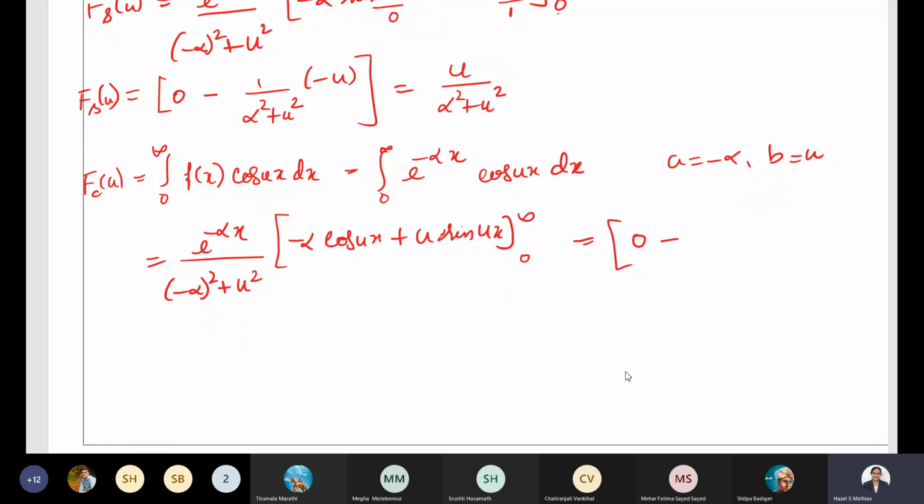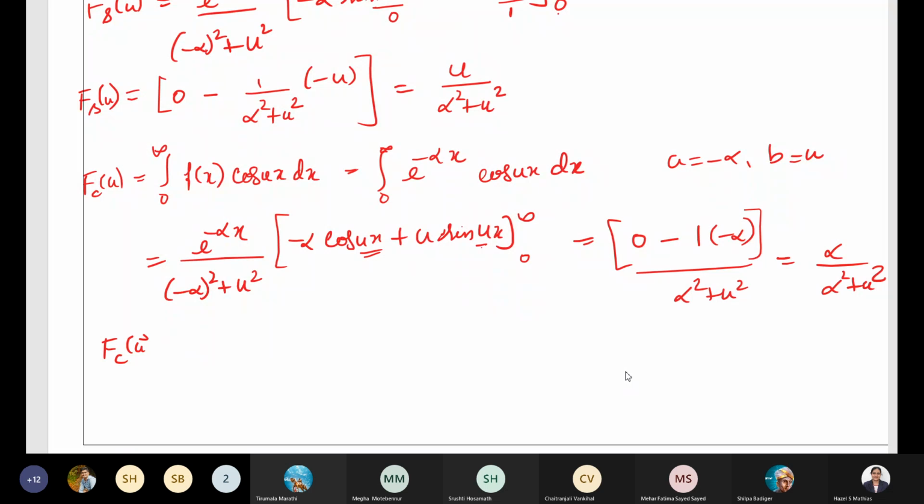Now put the lower limit, which is 0. E power 0 will be 1. So 1 cos 0 into minus alpha, so you will have minus alpha, and sin 0 will be 0, divided by alpha square plus u square. So this is nothing but alpha divided by alpha square plus u square. So what is the Fourier cosine transform? It's u divided by alpha square plus u square.